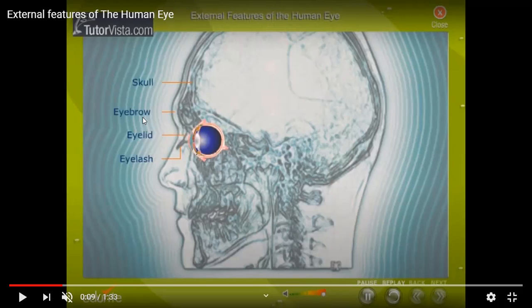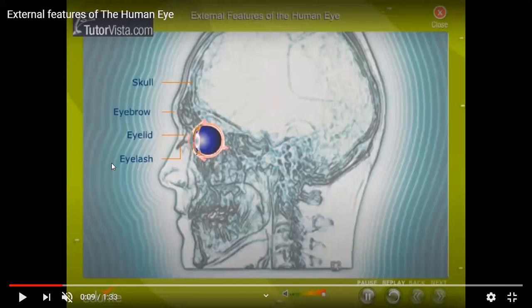Now you can see the external features here, which include the eyebrows, and you know where the eyebrows are present, eyelids are there, and eyelashes are there. So all these three things are external features, and these three things are mainly the protective part. If I am not wrong, I think you know all this as a protective part.